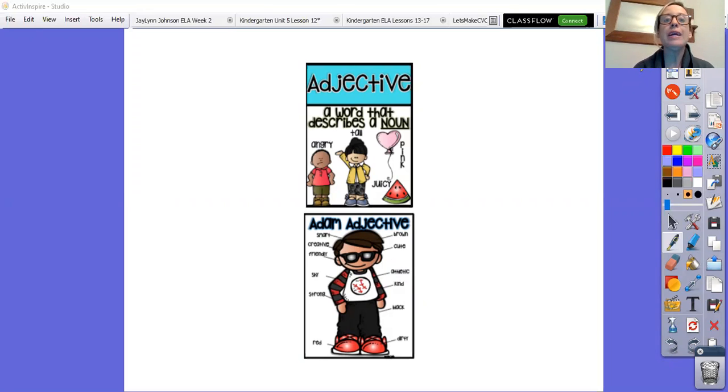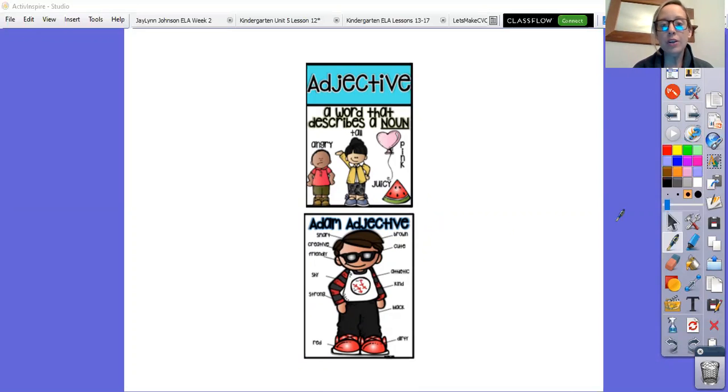So when we're talking about an adjective, we're talking about a word that describes a noun, okay? So remember, a noun is a person, place, or thing, okay? So like in these pictures, you can have an angry boy, a tall girl, a pink balloon, a juicy watermelon. Those words describe those things, okay? All right, like a tall building that describes a place.